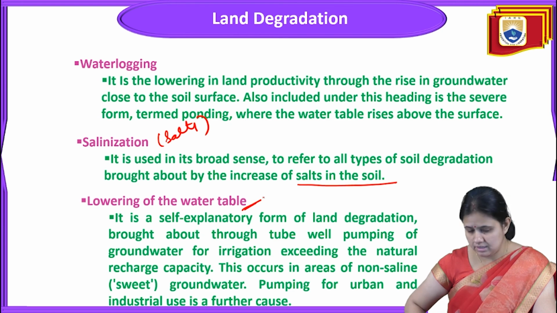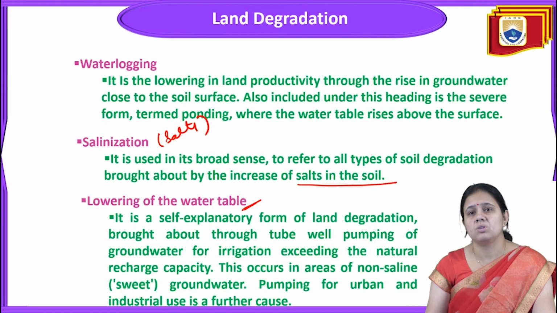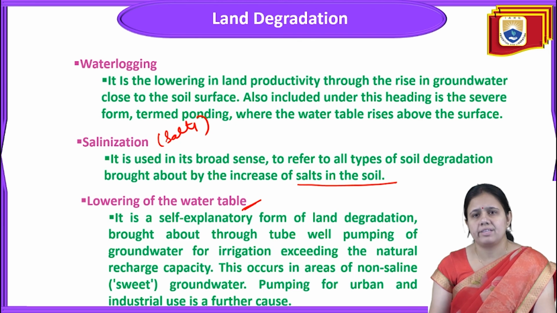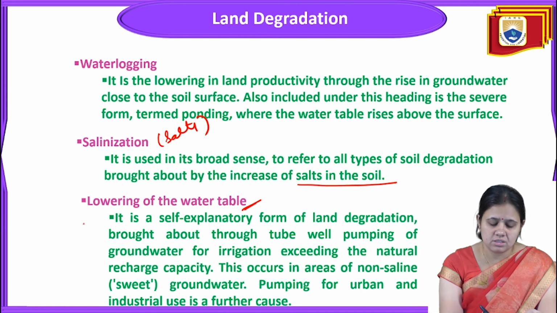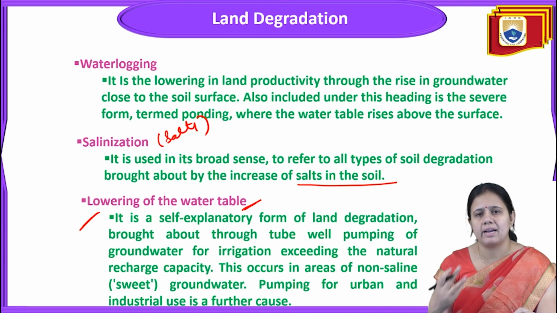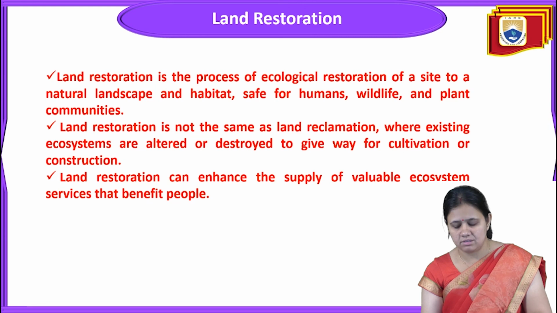Next is the lowering of the water table. Lowering of the water table is also a reason behind land degradation. These self-explanatory forms of land degradation are brought about through tube wells, pumping of groundwater for irrigation exceeding the natural recharge capacity. This occurs in areas of non-saline groundwater, and pumping for urban and industrial use further causes it. So this lowers the water table of any area and increases the land degradation of that area.